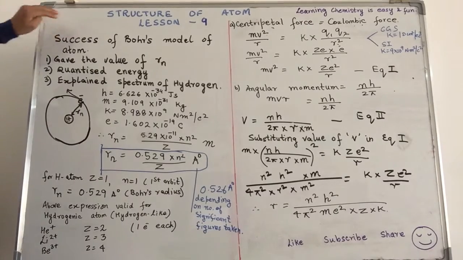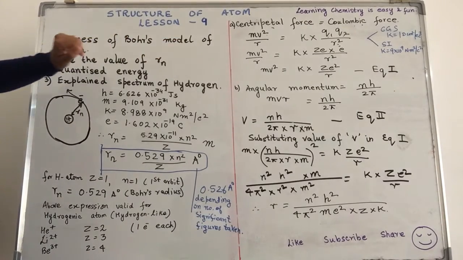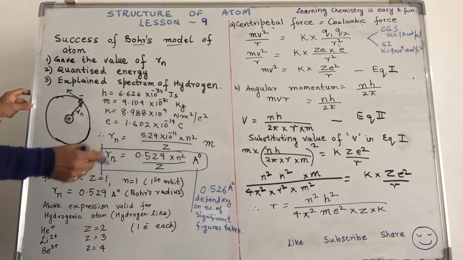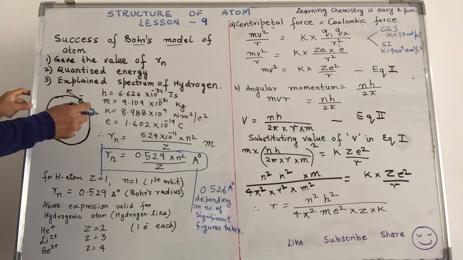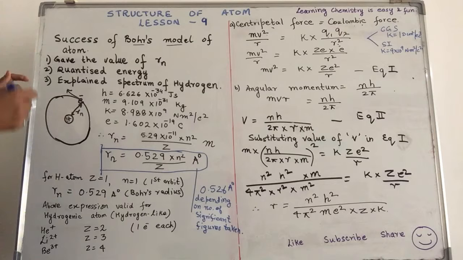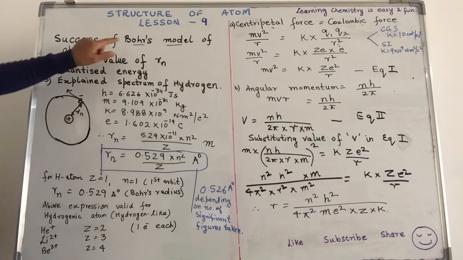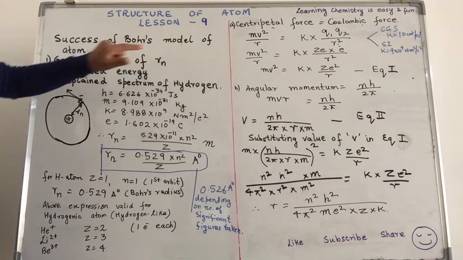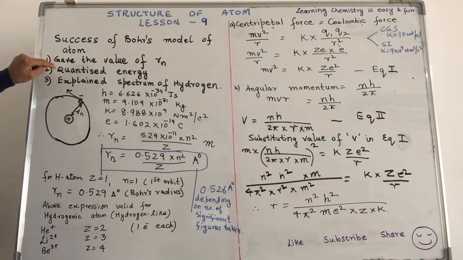In Lesson 9 we started with the success of Bohr's model of the atom. Again and again we are talking about Bohr's model. If you are not very clear about this concept, please go back to lessons 7 and 8, where we have dealt with how Bohr came to build his model of the atom in order to overcome the defects in Rutherford's model. Before you proceed with this, make sure that you are very thorough with Bohr's model of the atom, where we have talked about the quantization of energy as well as the quantization of angular momentum.